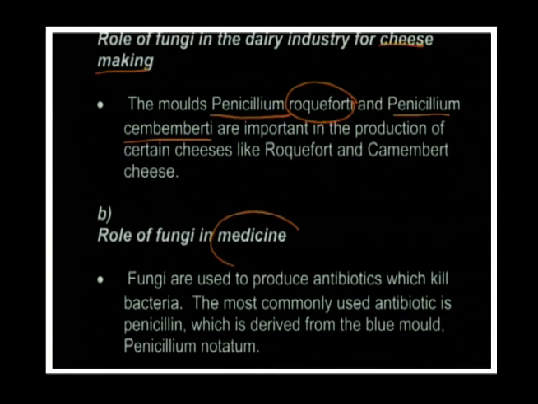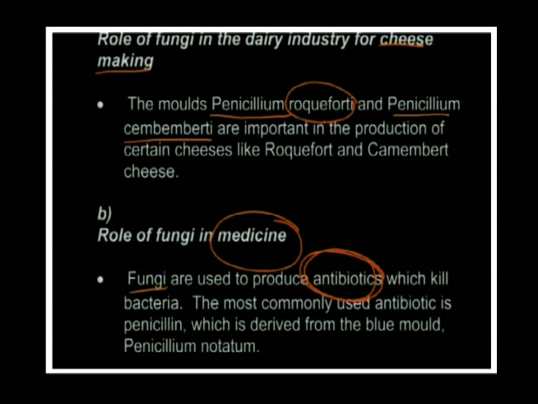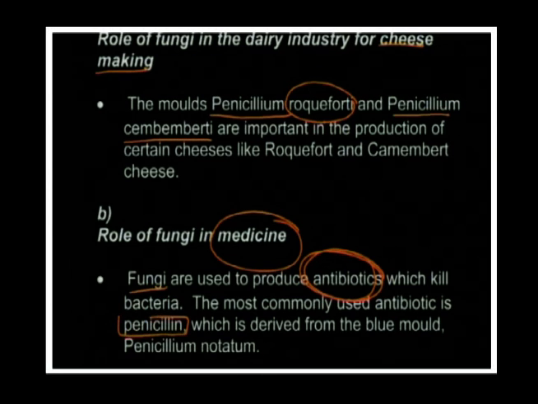Next, fungi are incredibly important in medicine. Fungi are used to produce antibiotics. Antibiotics are there to kill bacteria. Please note that antibiotics don't kill fungi. The most important example is penicillin, and penicillin comes from the white blue fungus called Penicillium notatum. So fungi are very important to us, and the development of penicillin was one of the most incredibly important advances in medicine and saved millions of lives.